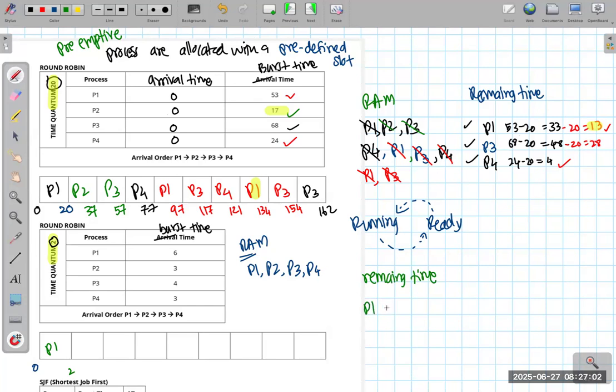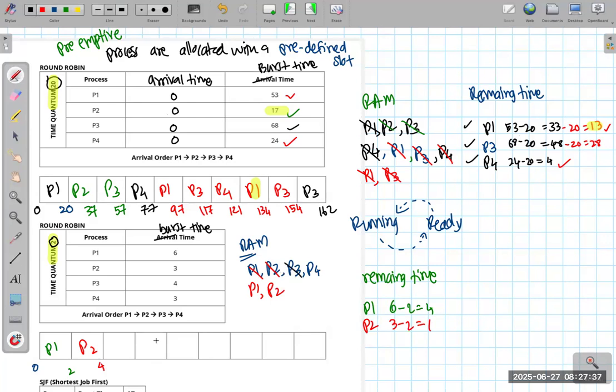So P1 has 6, minus 2, it's 4. And then after completing the work, P1 will come back to the RAM. Why? Because he's not finished. He needs another 4 time units. P2 comes in, P2 will get 2. P2 has a total time of 3. We gave 2, we need 1. Again, P2 will come back to the RAM because he didn't finish it.